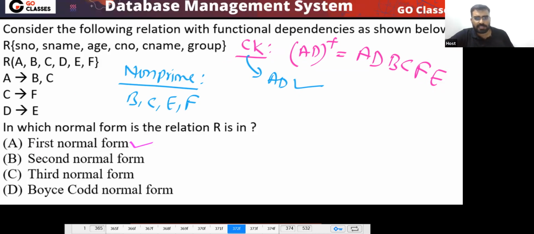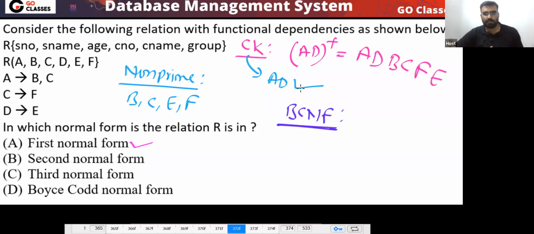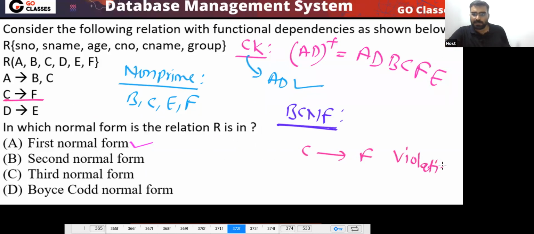Let's check for BCNF because that is easy. So let me check for BCNF. What about BCNF? This is the violation. See, BCNF is very easy, right? Yes or no? BCNF is very easy.